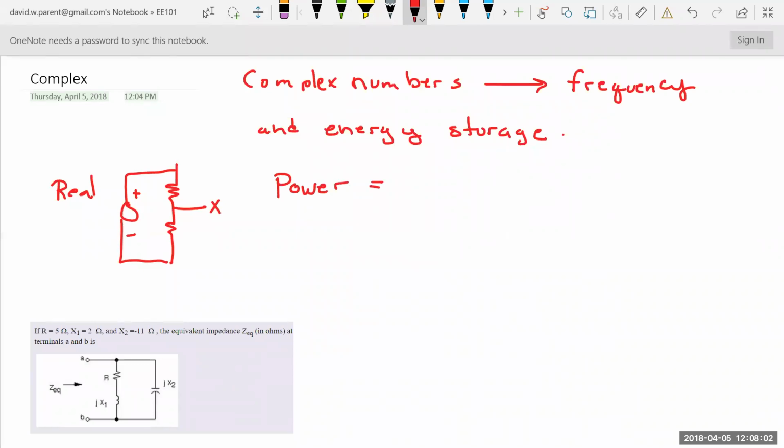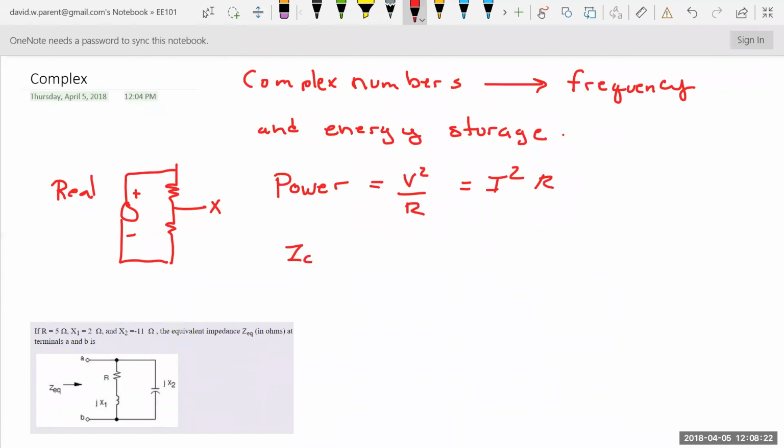All right. Power, right, is equal to V squared divided by R, or I squared times R. And this is real, not complex. All right. What is something complex?